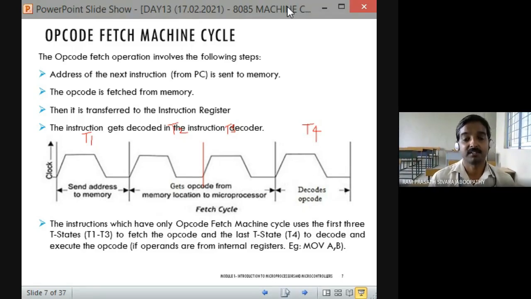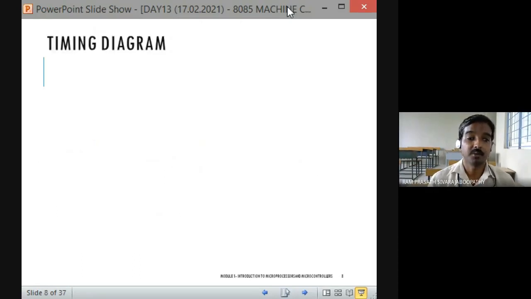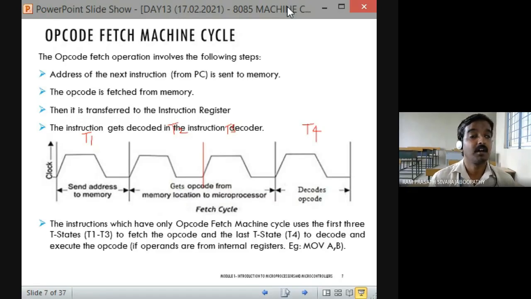Is it clear for everyone? It is not for all instructions. If the resources, the data, are available inside the CPU, execution happens in no time. That's why in the T4 state itself, the execution also finishes. Clear? This is only for a few instructions, the ones having an internal operand. Fine? Okay. Now this particular machine cycle can be understood.